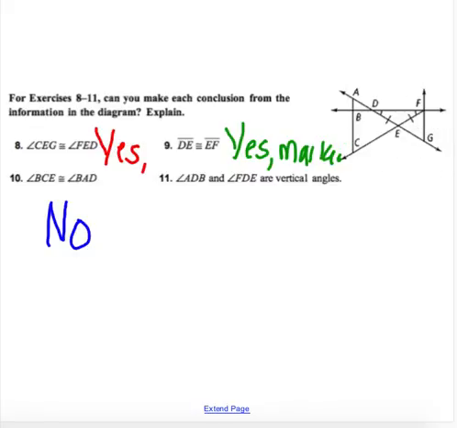And then the last one, angle ADB. So ADB, this tiny one, and angle FDE. FDE, are they vertical? Well, vertical, I always want to check lines. So I got this line, and I got this line, and sure enough, FDE is right here, and ABD is here. They are made up of the same lines. So yes, they are across, opposite, made up of the same lines, whatever you want to say.